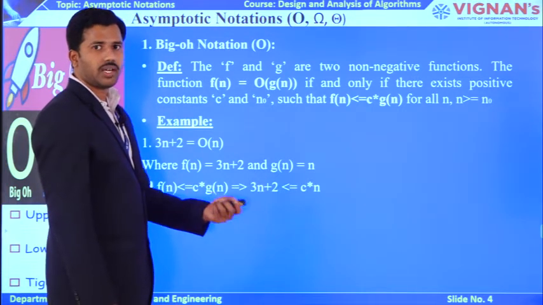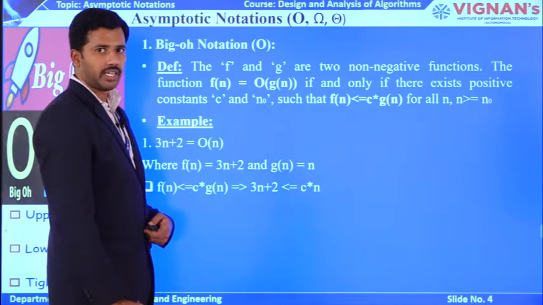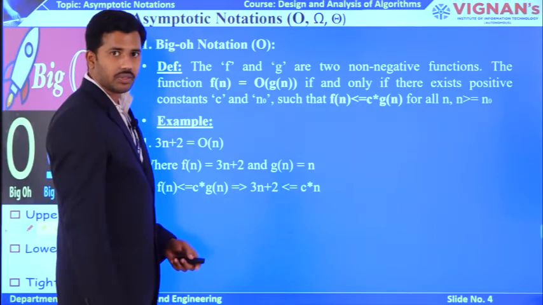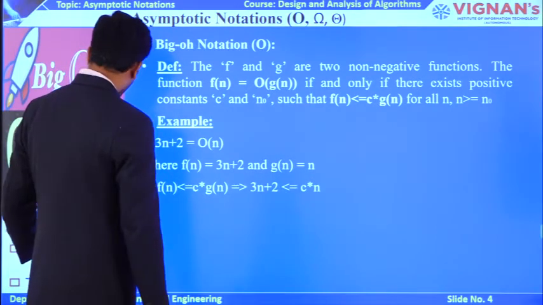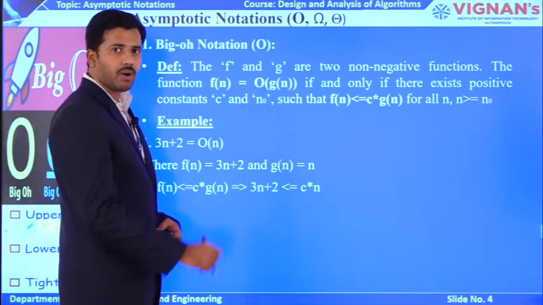Can I take C value as 3? Can I take it randomly? Not possible, right? There is a logic behind taking the C value. If you observe here, what is the highest power of f of n?